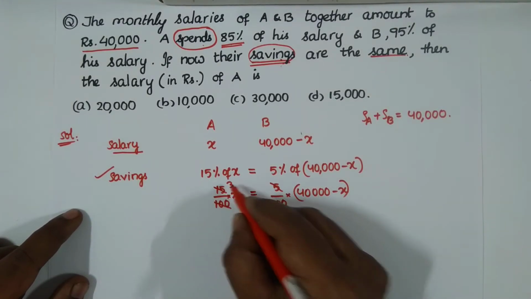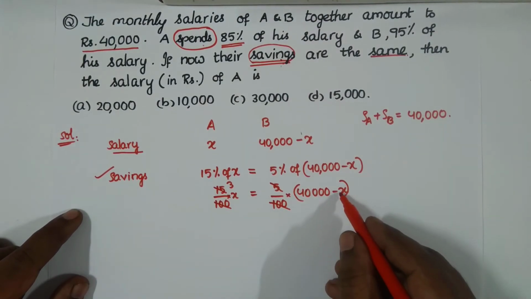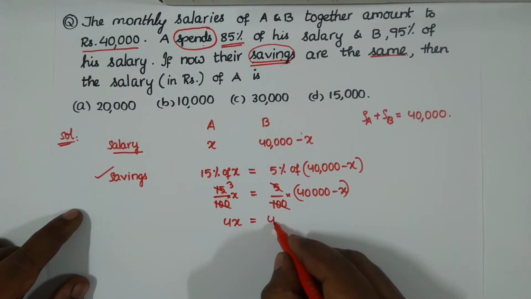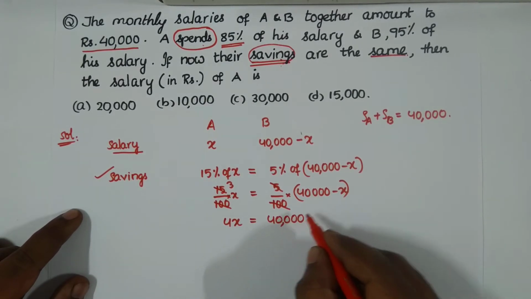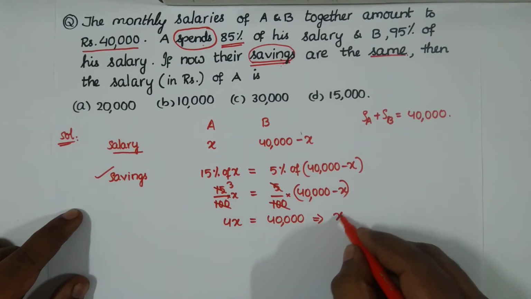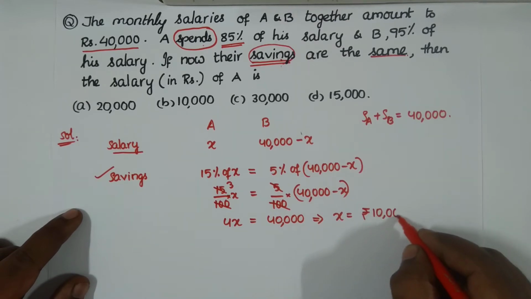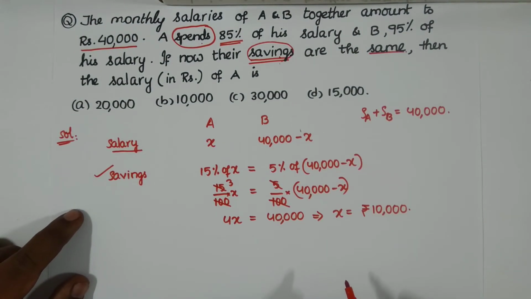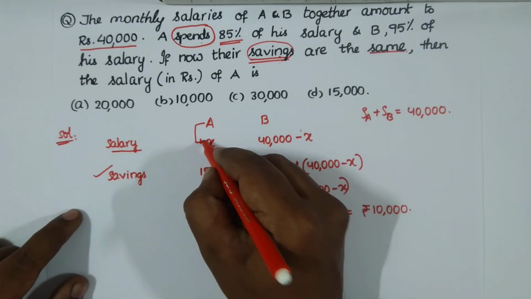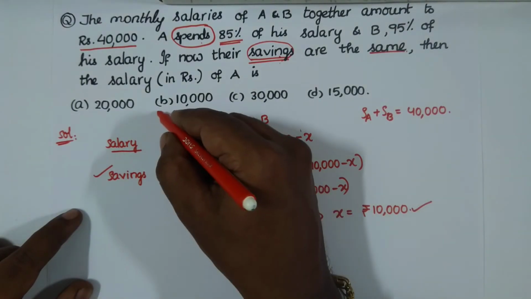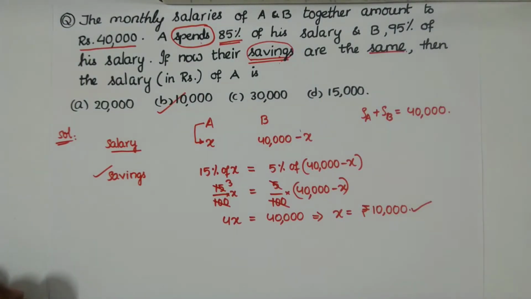Now 5 threes are 15. This X you bring towards the left hand side. So this becomes 4X equal to 40,000, and now X equals rupees 10,000. A's salary is X, so therefore the salary of A is 10,000. Very simple, there is no big deal in this. This is a basic level question under the percentages topic.